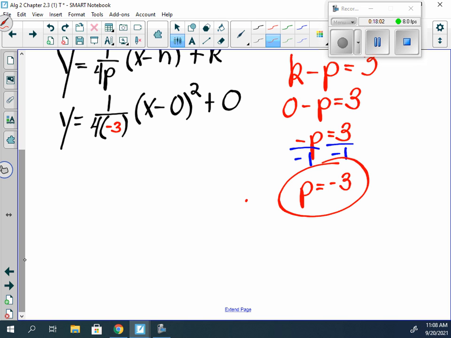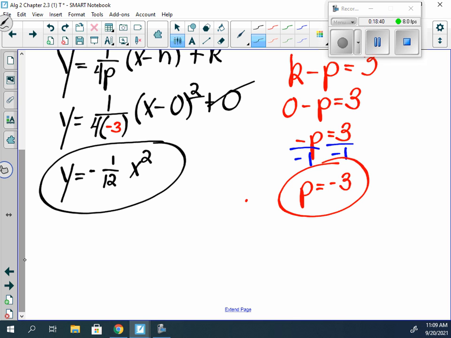Questions on this here? Now the only thing we need to do is simplify. Well, 1 over 4 times -3. A positive times a negative is a negative, and 4 times 3 is 12. So we have -1/12. X minus 0 is just x by itself, and it is being squared. We really just have x squared, and the h and k are gone.